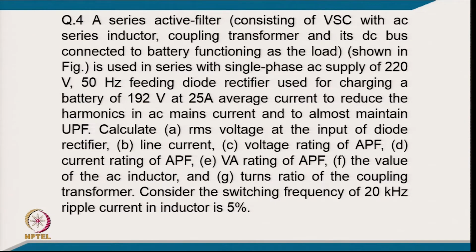So, coming to the fourth example: a series active filter consisting of a voltage source converter with an AC inductor, coupling transformer and its DC bus connected to a battery functioning as a load, shown in the figure, is used in series with the single phase AC supply of 220 volt 50 hertz feeding a diode rectifier used for charging a battery of 192 volt at 25 ampere average current, to reduce the harmonics in the AC mains current and to maintain unity power factor. Calculate the RMS voltage at the input of the diode rectifier, line current, voltage rating of the series active filter, current rating of the series active filter, VA rating of the series active filter, the value of the interfacing AC inductor, and the turns ratio of the coupling transformer. Consider a switching frequency of 20 kilohertz and ripple current in the inductor of 5%.